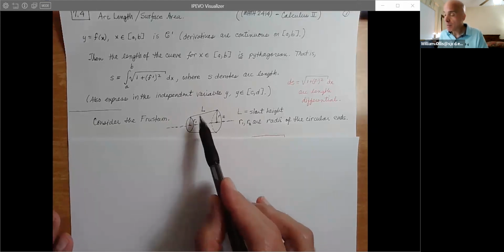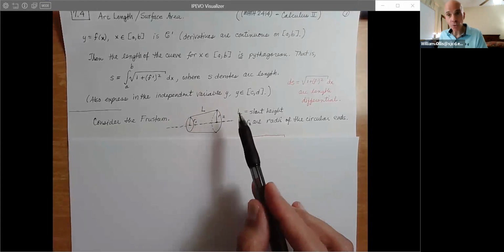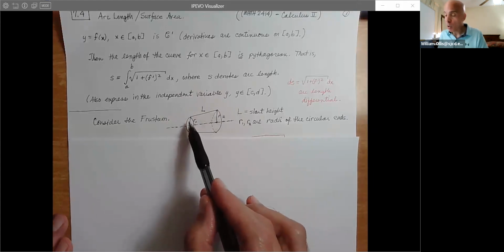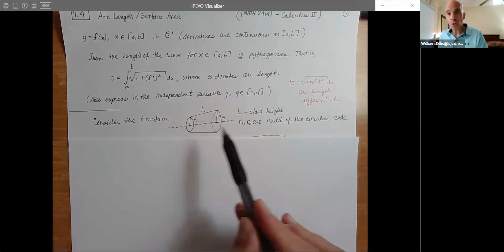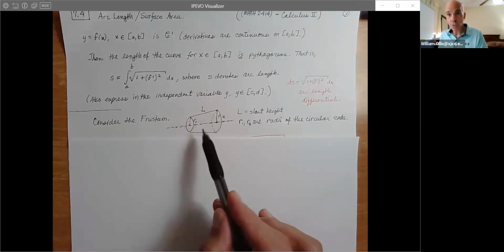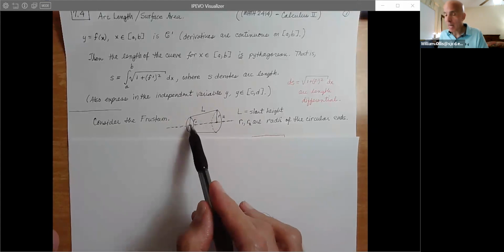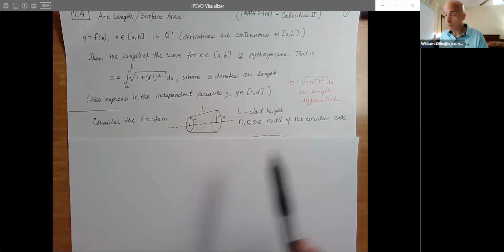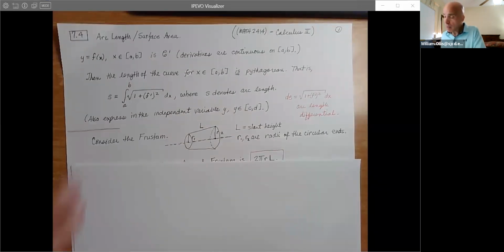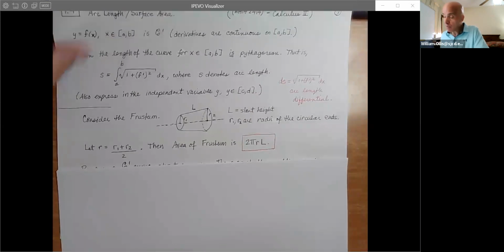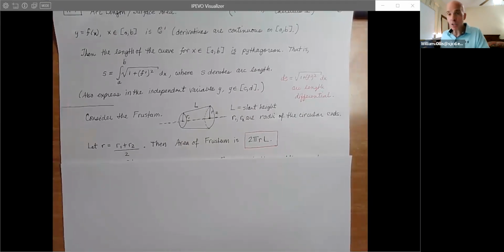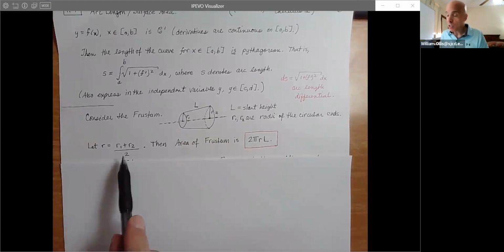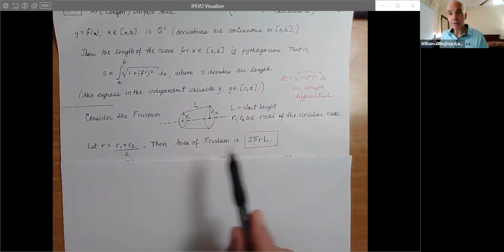That is, you have a slant height L. This is standard notation, and you have the lower portion and the upper portion that are both cross-sectional circles. So you think, okay, we have an R1 and an R2. So I say R1, R2 are radii of the circular ends. Now, this is what we actually derive in the notes, but it's a very useful formula when you think about it. If we let R be the average of the radii, the area of the frustum is actually very simple.